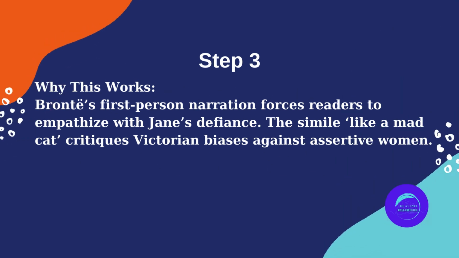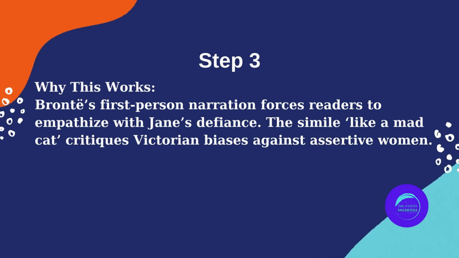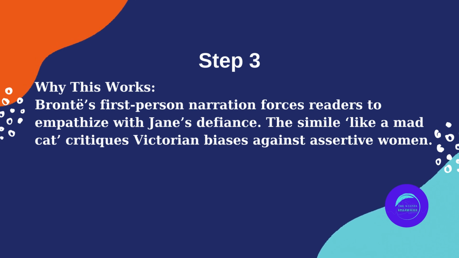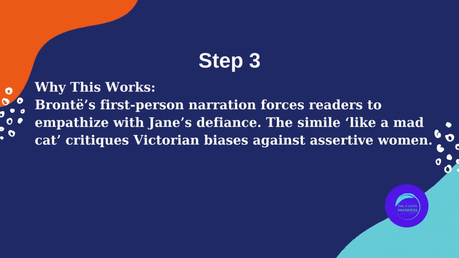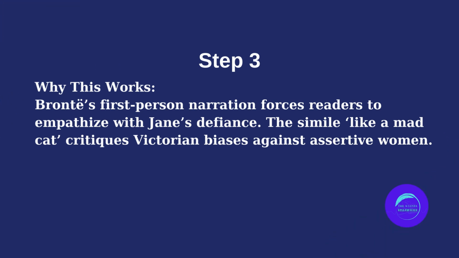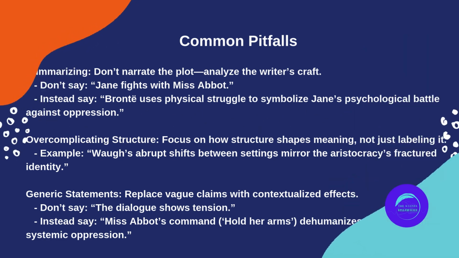Step 3. Effect. Brontë's first-person narration forces readers to empathise with Jane's defiance, challenging Victorian norms. The animalistic simile isn't just descriptive, it's a societal judgment. By framing Jane's rebellion as madness, Brontë exposes how patriarchy vilifies female autonomy.